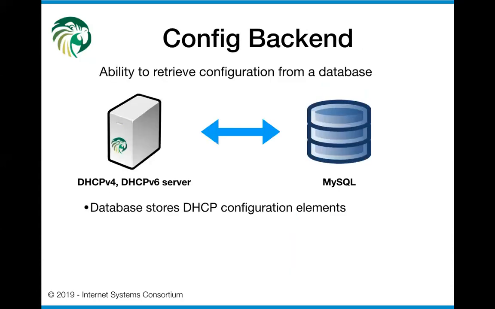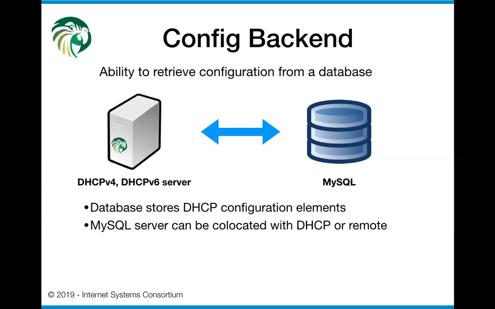So what this config backend does, as I just said, is give the ability to retrieve the configuration from a database. And again, at this point, it is MySQL. The database stores configuration elements, and these elements can be the definition of a pool, the definition of a network, all of those things that were mentioned previously. The DHCP v4 or v6 server has a name that it knows itself as, and the database can return elements that are available to that server name.